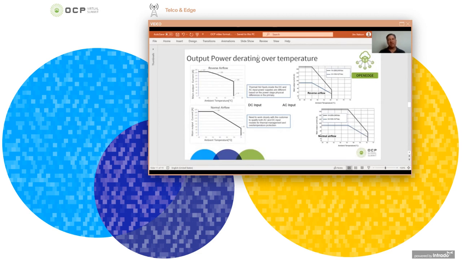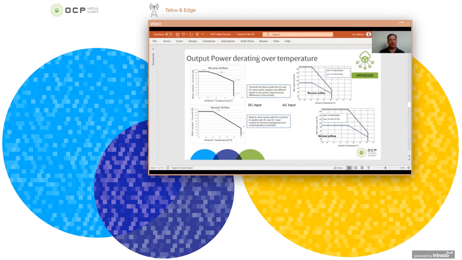So a couple key notes, there are AC to DC and DC to DC inputs of the power supplies. And not only that, there's two other versions of the products. There's reverse and forward airflow. And the way the power supply operates, whether it's in one airflow direction or the other, and also based on the input power to the power supply, there are slight differences in how much power can be delivered over temperature, and those are noted in the tables that we have.